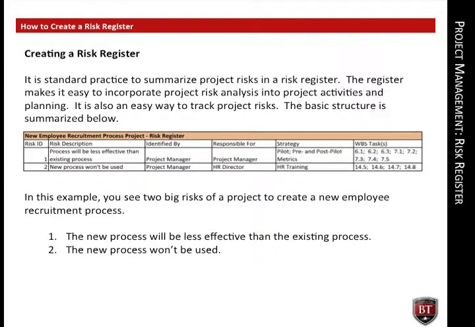The basic structure of the risk register is summarized below. At a minimum, the risk register should capture or create the following information. 1. A risk ID. 2. A risk description. 3. Who identified the risk. 4. Who is responsible for tracking the risk. 5. What is the strategy for managing the risk? 6. What are the project tasks associated with the risk management strategy?